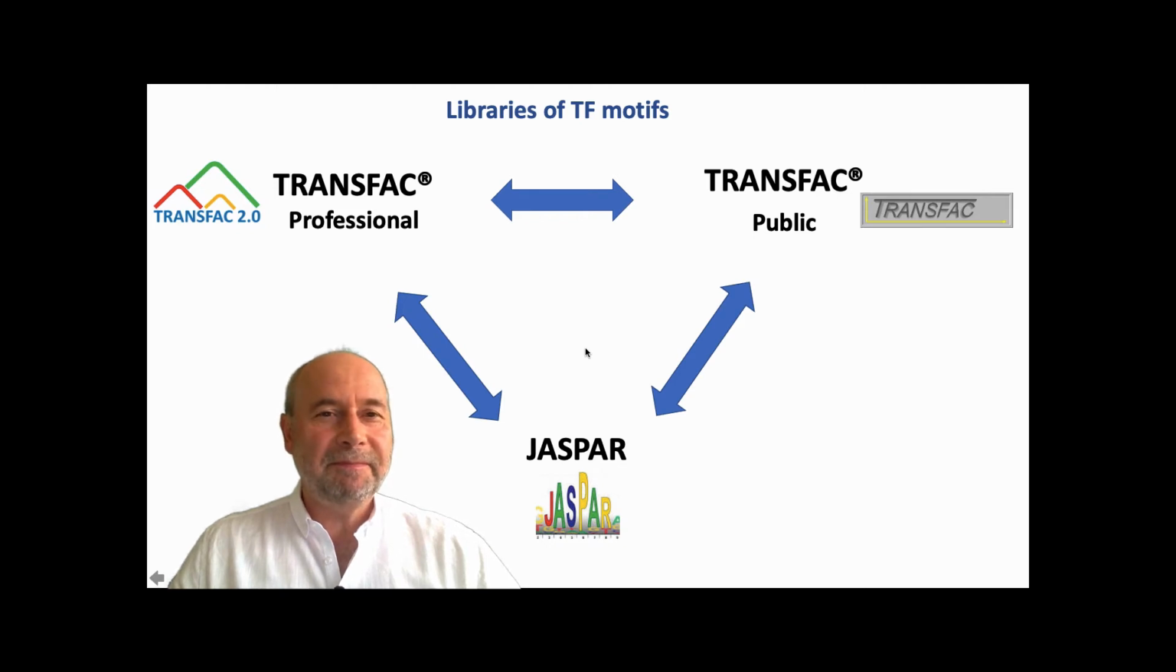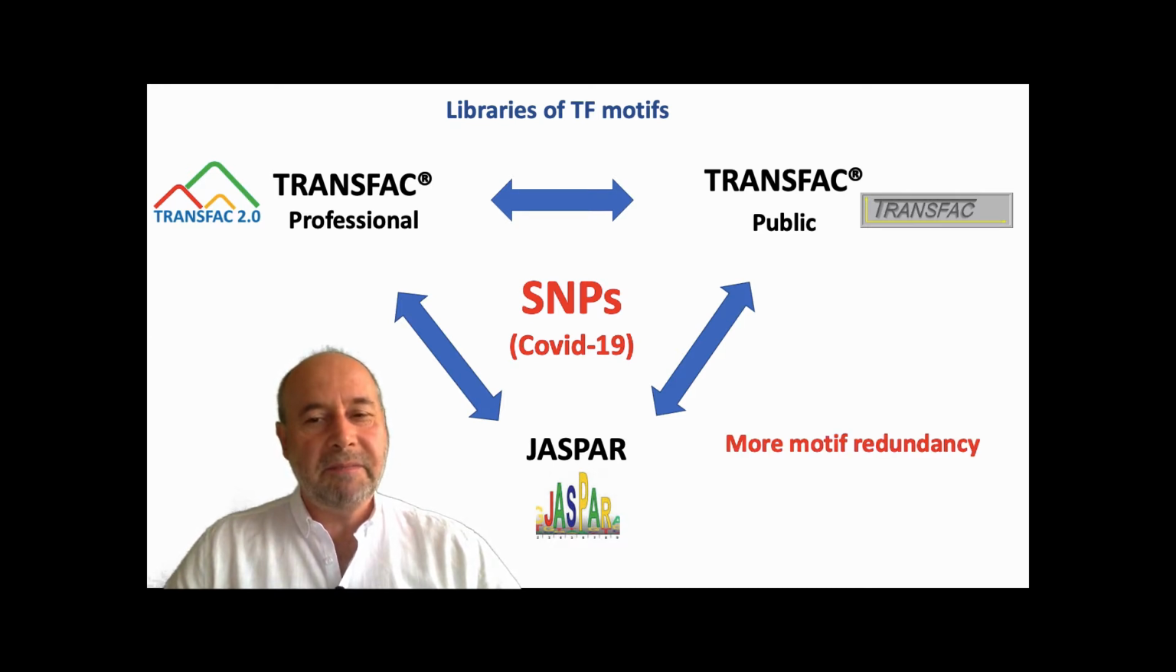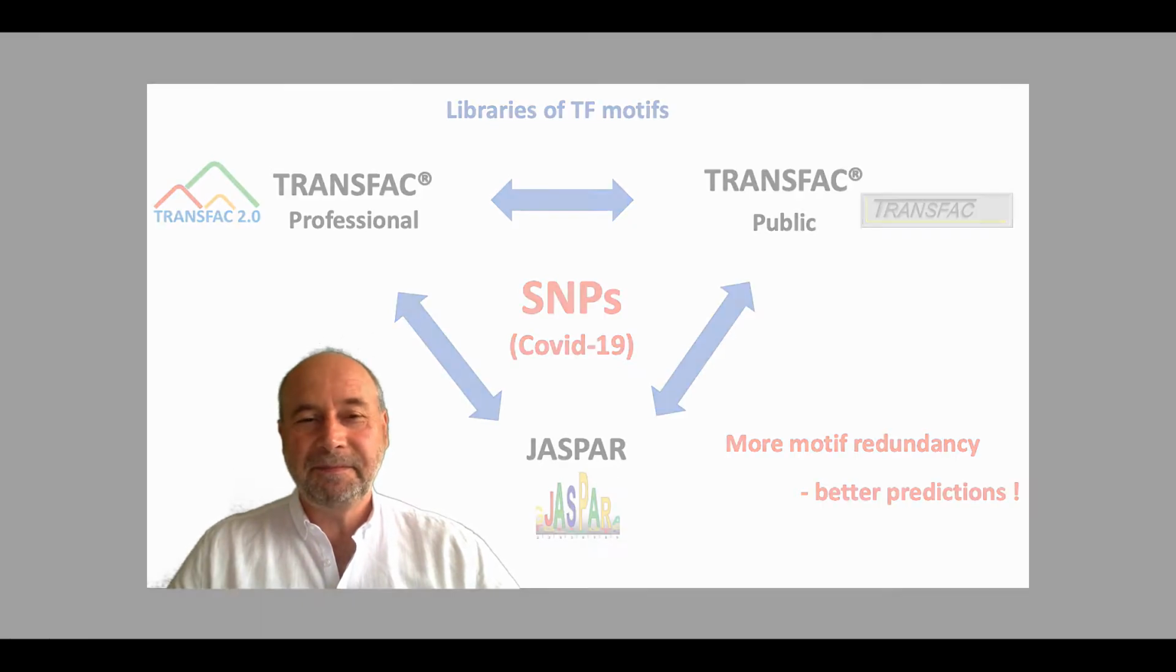Hello everybody. Today we will use libraries of transcription factor binding site prediction motifs from TRANSFAC Professional, TRANSFAC Public, and from JASPAR databases. And we will use them to analyze SNPs on the example of COVID-19. And we will learn that motif redundancy actually gives better predictions. Watch it.